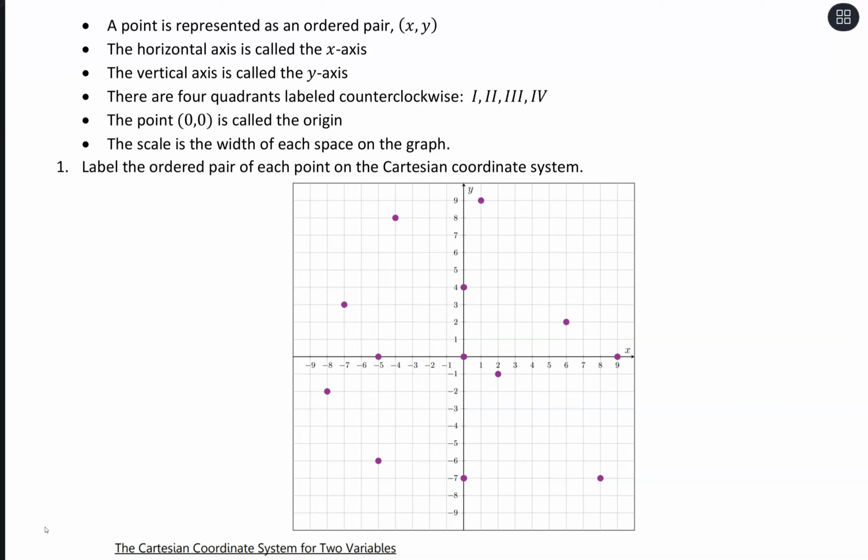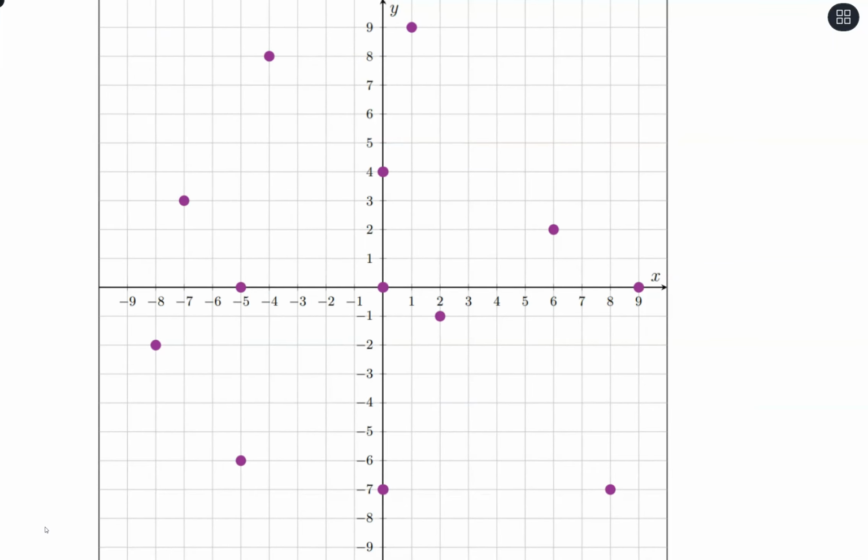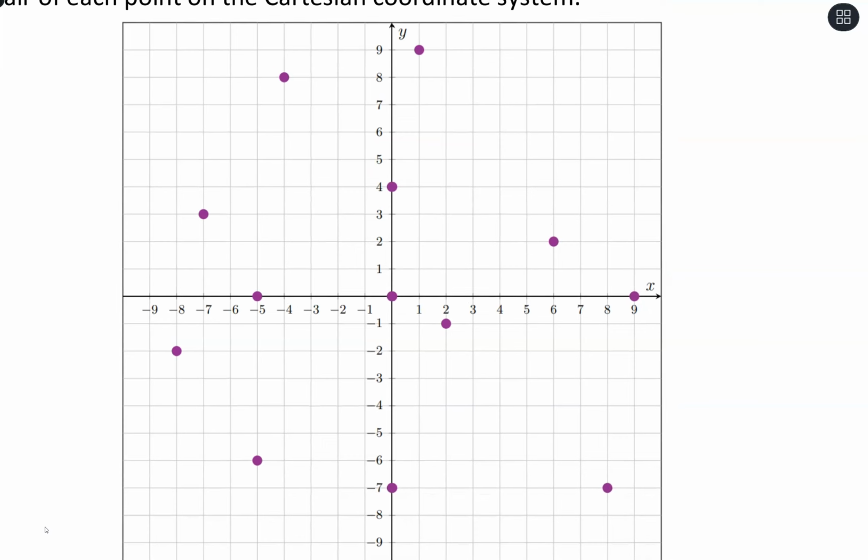And then within the xy axes, we can always set a scale. So in this case, this image has a scale of 1 for the x-axis and 1 for the y-axis. They can be different, they can be the same, just have to be consistent within that axis. Okay, so let's say we want to label the ordered pairs that we're seeing here. So let's start with the origin. So we have that (0, 0) point.